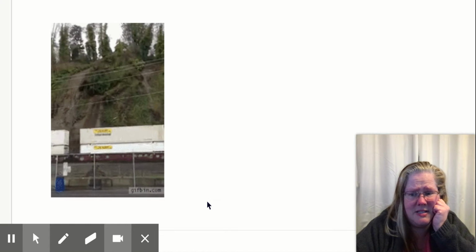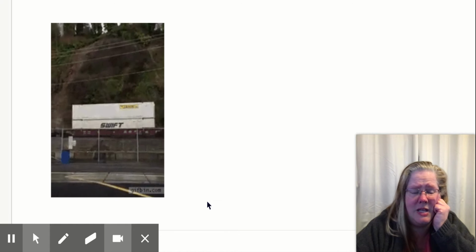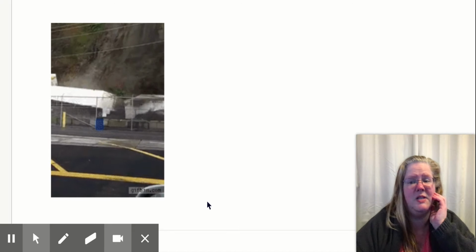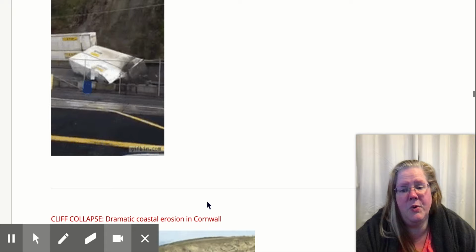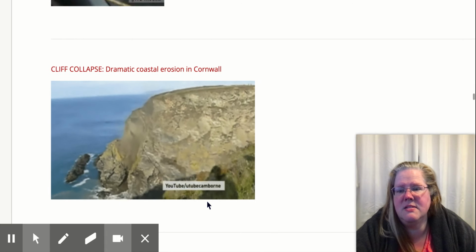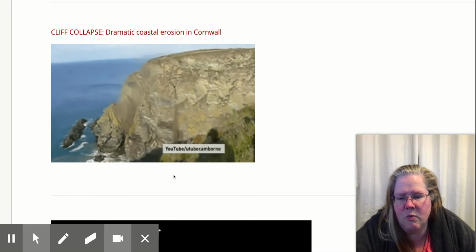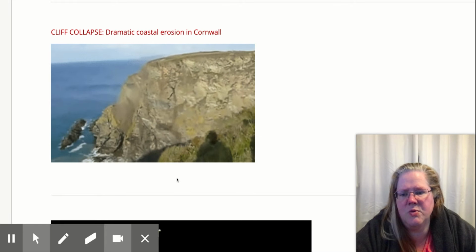And it's also amazing that they happen to be in the right place at the right time. But that's the thing with cell phones today. We catch so much more of this because people have phones on them and they take photos and videos. This is a collapse in Cornwall, and you see this cracking. Watch that whole side. It's about to fall into the ocean.